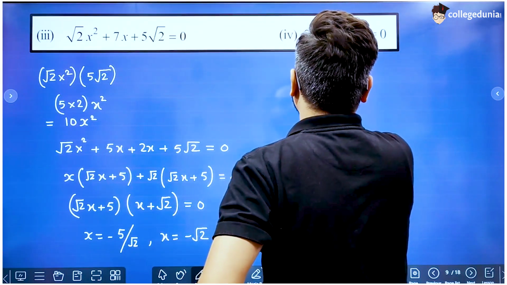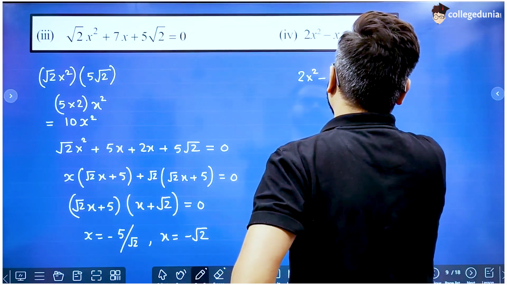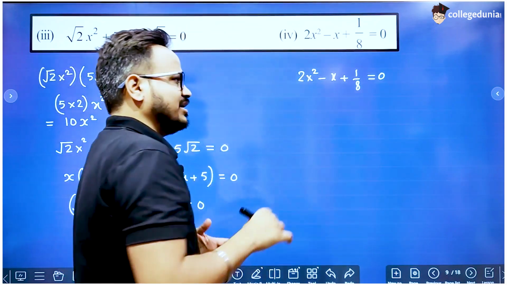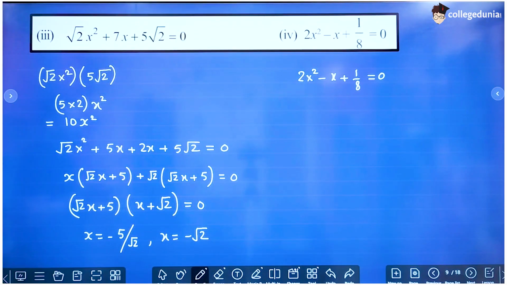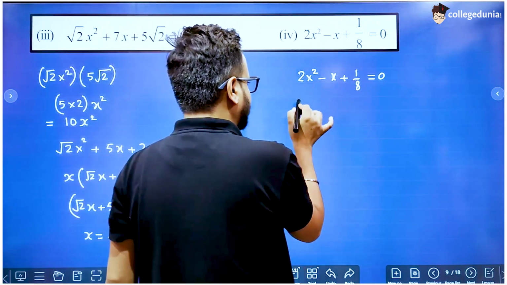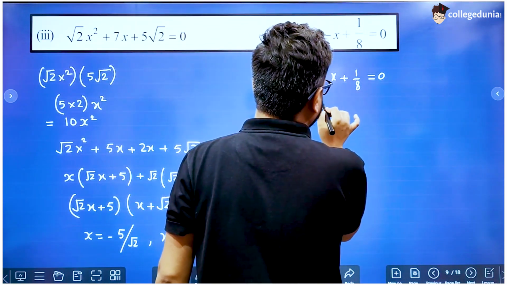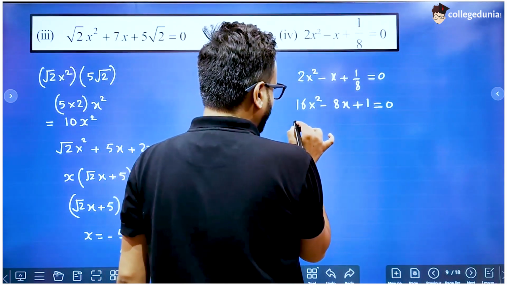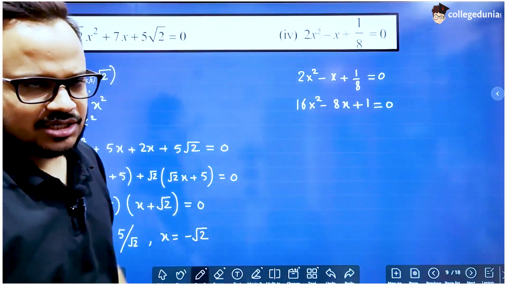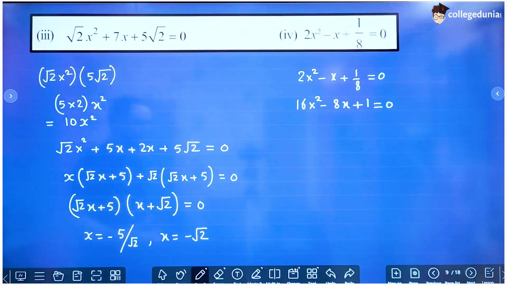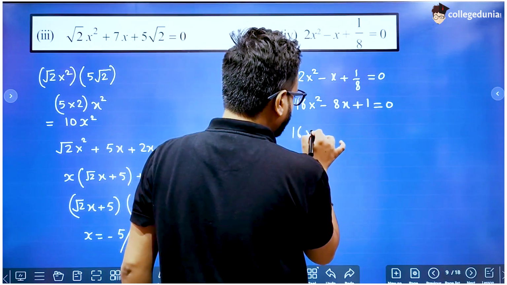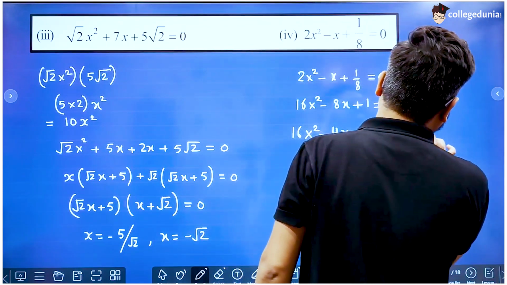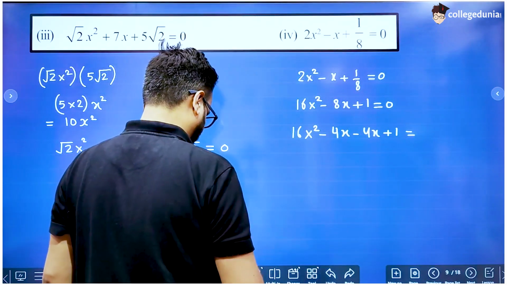Let's solve this one also, but before solving, we can take the LCM of this equation so that it becomes easy to solve, or we can directly say that let's multiply each and every term of this equation by 8. So this is 16x square minus 8x plus 1 equal to 0. So 16x square plus 1 is 16x square. So we have to split 8x into two parts, and those two parts are minus 4x and minus 4x, plus 1 equal to 0.